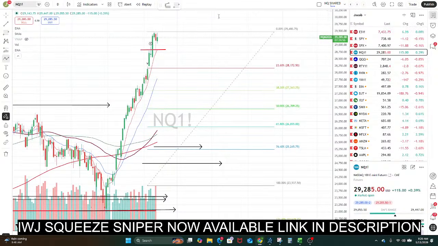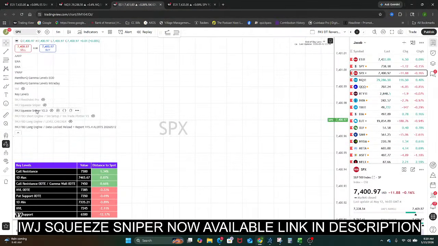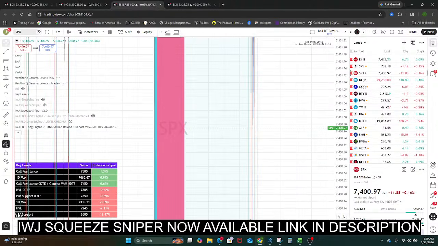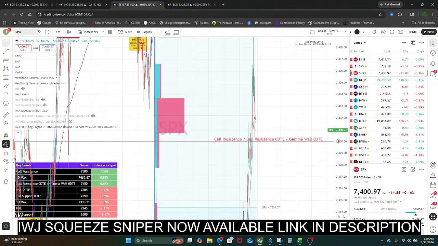As far as the indicators go, we'll go to our next chart. We are going to be trading these Mentor Q levels, very important. If you don't know what Mentor Q is, they give you the option levels of the day. Let me zoom out so you can see them. And we'll just do it on the SPX here real quick so that we can see where they are.